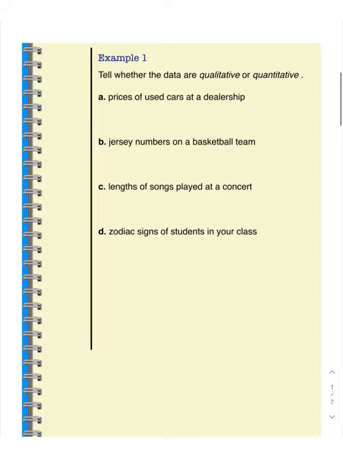All right, so example 1, tell whether the data is qualitative or quantitative. Prices of used cars at a dealership. Key term here is prices. Prices are numbers, so we're going to say that that's quantitative. All right, and then jersey numbers on a basketball team.